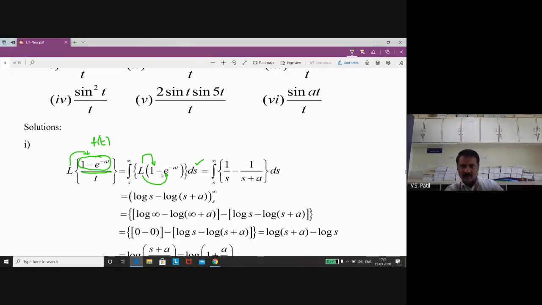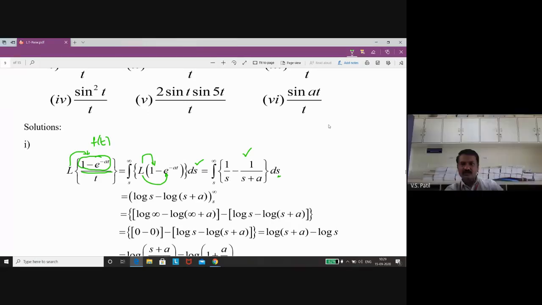The Laplace operator is linear, so you can operate it term by term. So Laplace transform of e to the power minus at is what? 1 divided by s plus a. Here the minus sign is there, we kept that as it is. Now this is your f bar s. Now we have to integrate this with respect to s. So what is the integration of 1 by s?